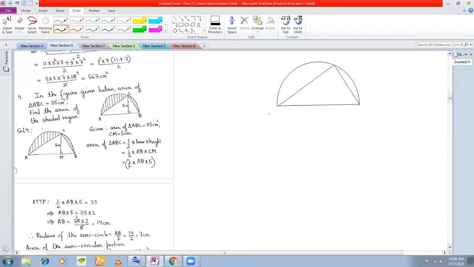This is the figure given to you. This length is given to you as 5 centimeter. This is 90 degree given to you.